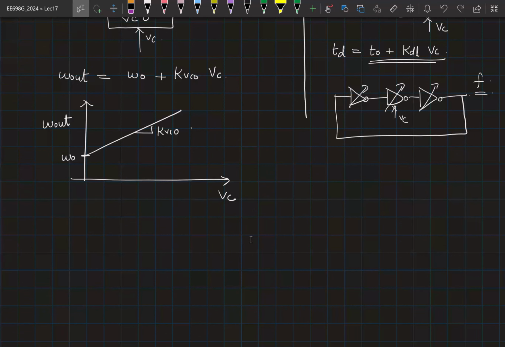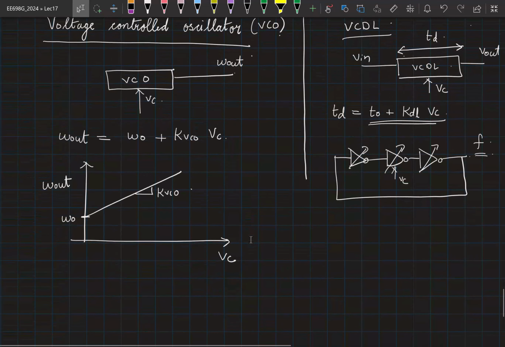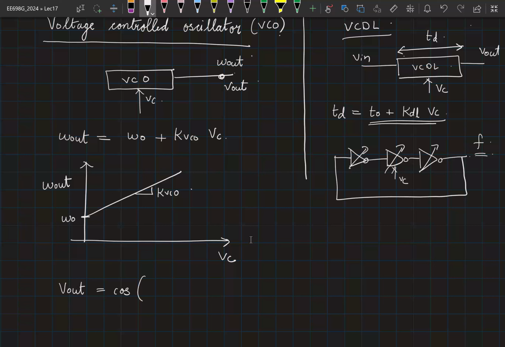Now I want to write the voltage domain expression for the signal here. Let me call this V out. Let's say V out is equal to some cos of some total phase as a function of time. Can you tell me how to replace this?